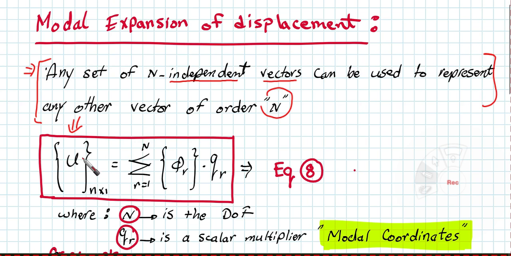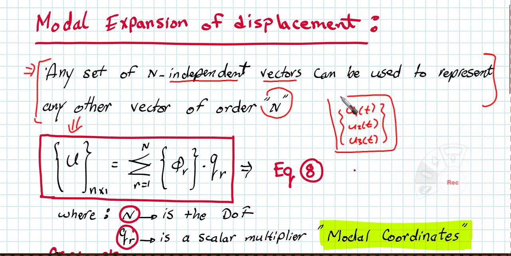The point is, if we want to represent this vector, it's any vector. Let's assume it is a vector of displacement, which is related to our case. So we have u1 of t, u2 of t, u3 of t, something like this, if we're talking about 3 degrees of freedom. Using the sentence we have just stated, we are claiming that this vector can be represented by a set of n independent vectors.